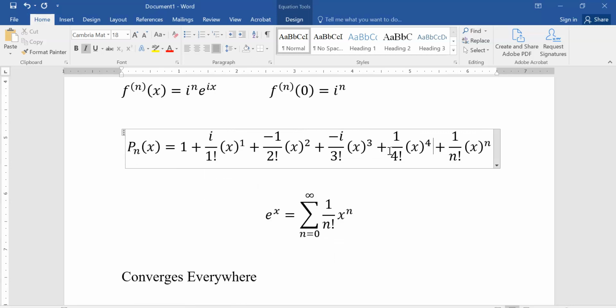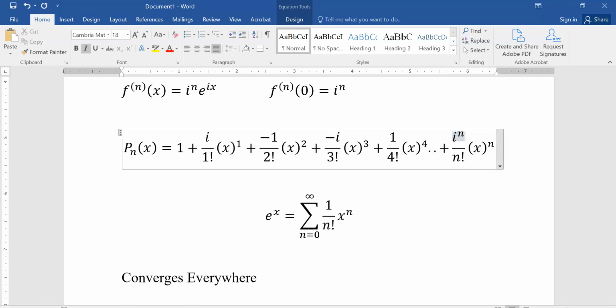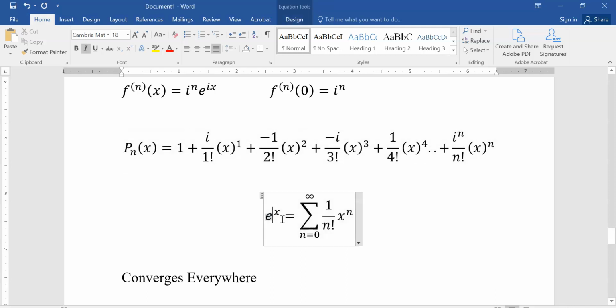And the nth term is just I to the nth power over n factorial x to the n. All right. So e to the ix, you can think of as I to the nth over n factorial times x to the n, infinite summation of that thing from n equals 0 to infinity.